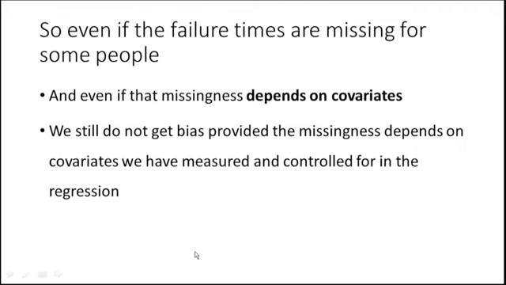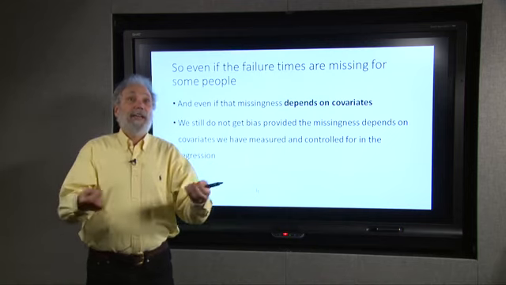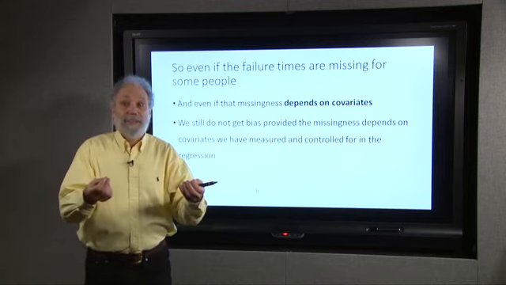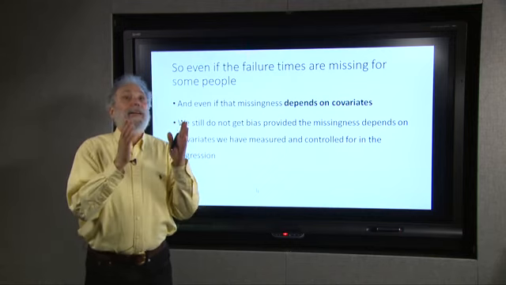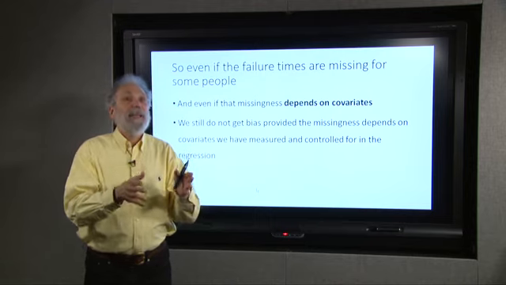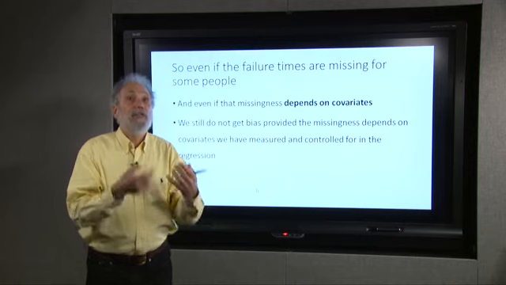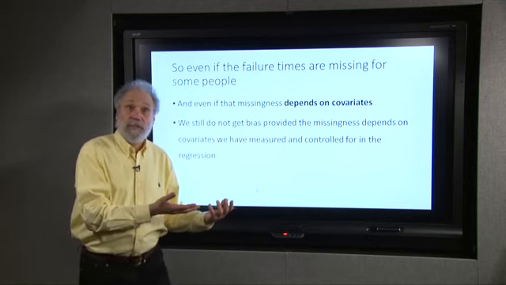Okay? The reason is that the missingness depended on variables that we measured. It depended on age and obesity in the example I just showed you. And we control for age and obesity in our regression. And that makes it okay. That's why they're not missing completely at random, but they are missing at random conditional on the observed data, in this case, the covariates, which were observed.